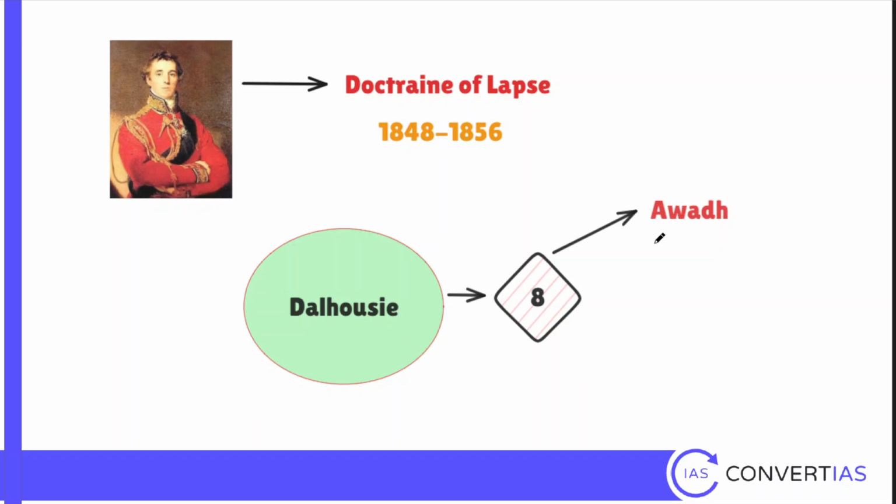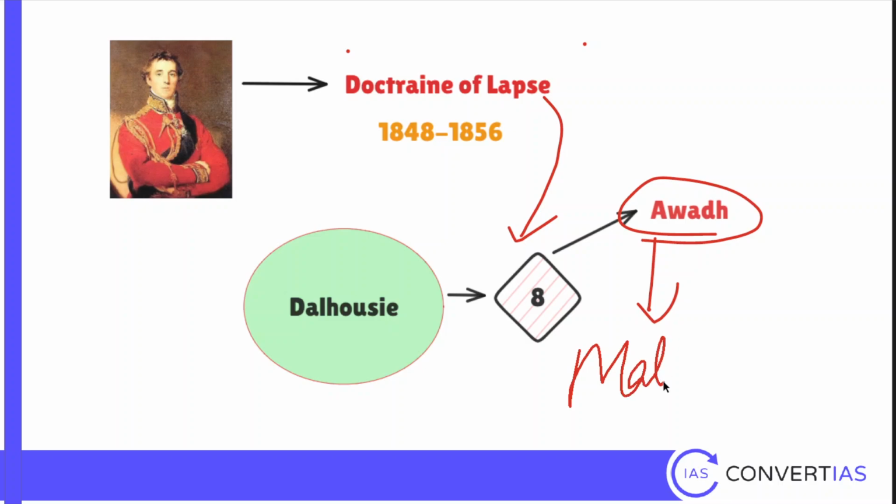He also annexed Awadh. But this was not doctrine of lapse, don't mistake it for that. There was no question of heir because the king was Wajid Ali Shah. His son Birjis Qadr was there. So it was not doctrine of lapse. Instead, the reason for annexing Awadh was maladministration.